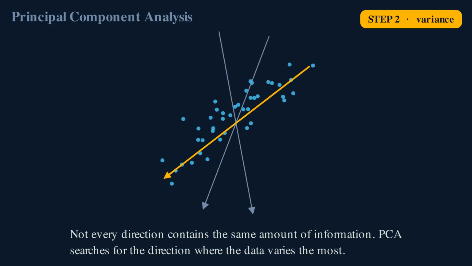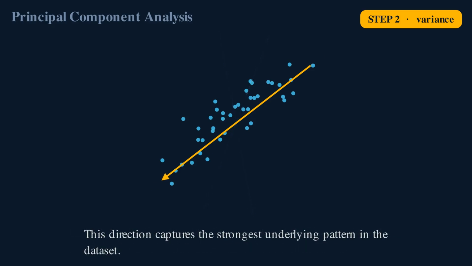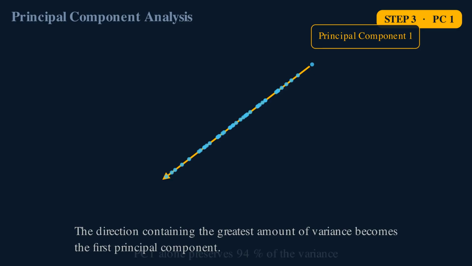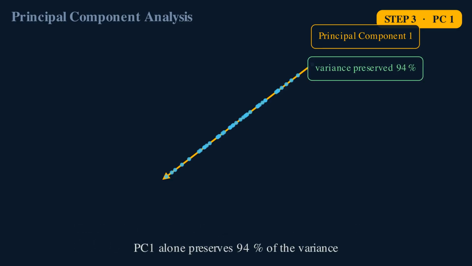PCA searches for the direction where the data varies the most. This direction captures the strongest underlying pattern in the dataset. The direction containing the greatest amount of variance becomes the first principal component. For this cloud, that single axis preserves 94% of all the variance.